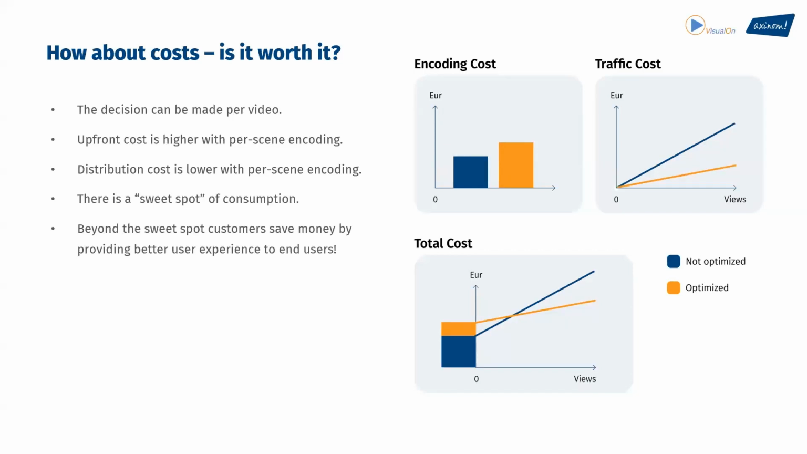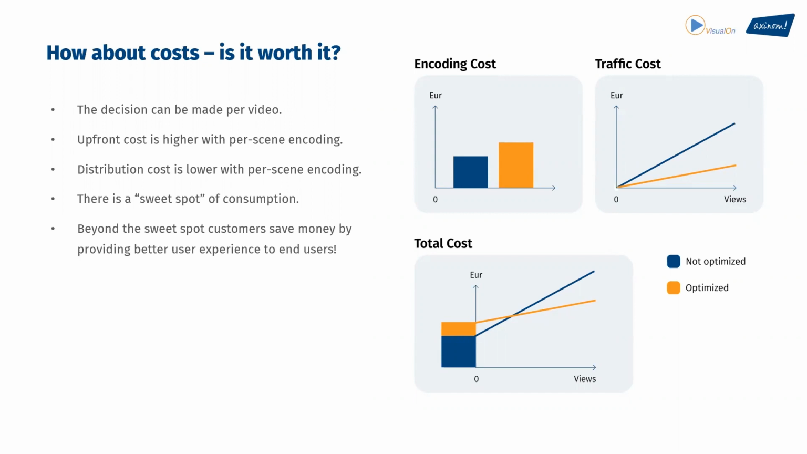Thank you, Christophe. Yes, let's have a look at the costs. Is it worth it? So first off, this decision can be made per video. So you can choose video by video if you want to use per scene encoding or not. Because upfront cost for a per scene encoded video is higher. So you pay a bit more per output minute than you would pay if you would use a normal encoding workflow. However, distribution cost is lower with per scene encoding.